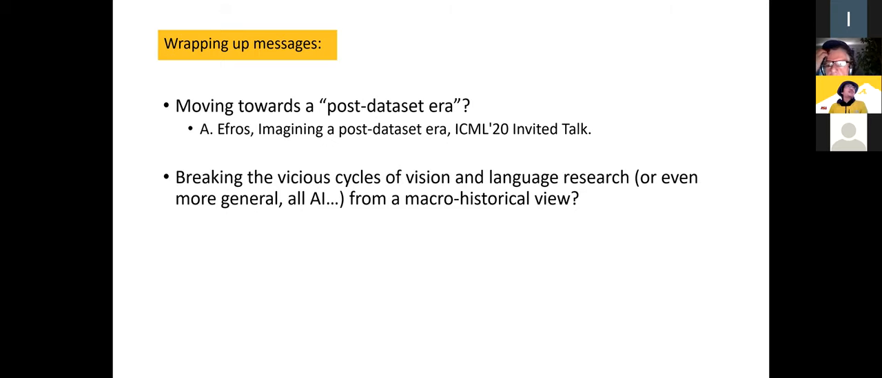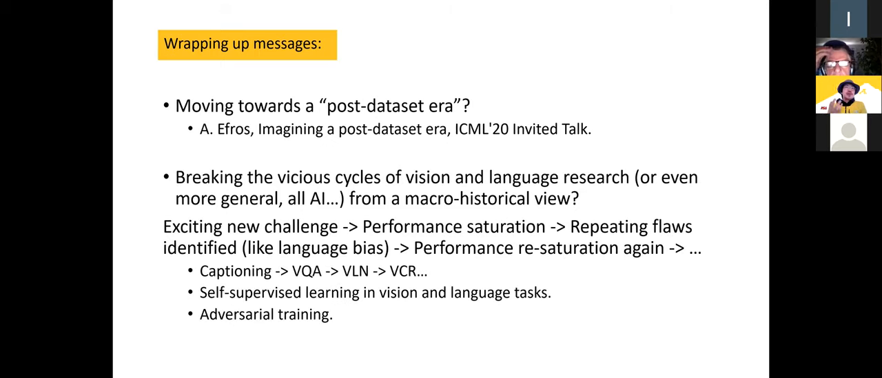What's happening? Every time you have an exciting new challenge, people jump onto it, and performance saturates. Then some flaws of the data set are identified, like VQA-CP or language bias. And these flaws are not new per se, because they have been brought up over and over and over. In the pure QA, question answering community, people have talked about language bias for tens of years. So merely talking about language bias in a new data set doesn't really contribute to the community outside of the current community, right? And then you see performance resaturate again, and the cycle goes on and on.